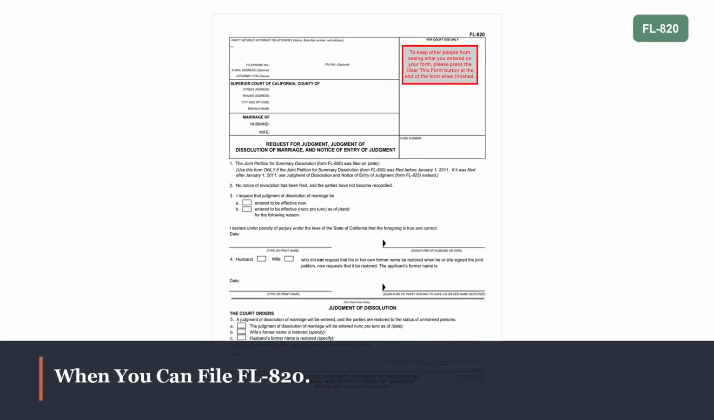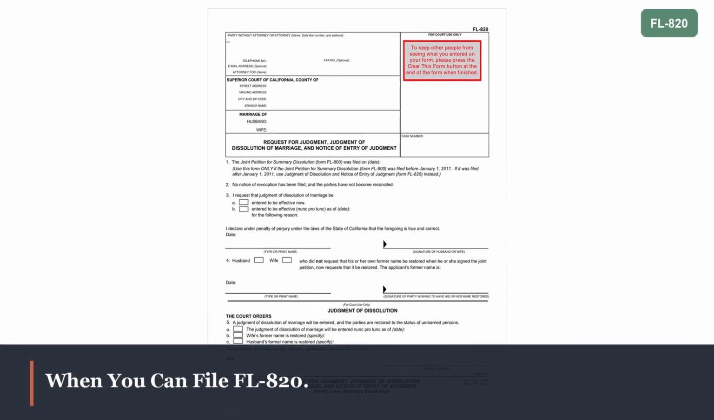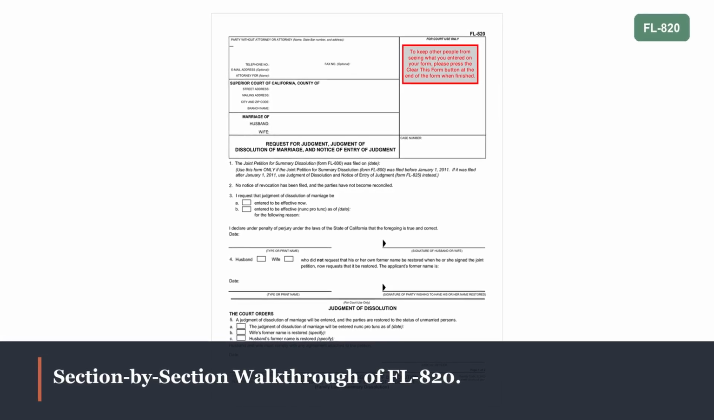When you can file FL-820: FL-820 requires the court to confirm two things before a judgment can be entered: that the joint petition for summary dissolution was filed on a specific date, and that no notice of revocation has been filed and the parties have not reconciled. Either husband or wife can file this request with the court 6 months after the joint petition was filed, consistent with California's mandatory 6-month waiting period for dissolution cases. If a filing fee applies to your request and you cannot afford it, you may be able to request a waiver using Form FW001.